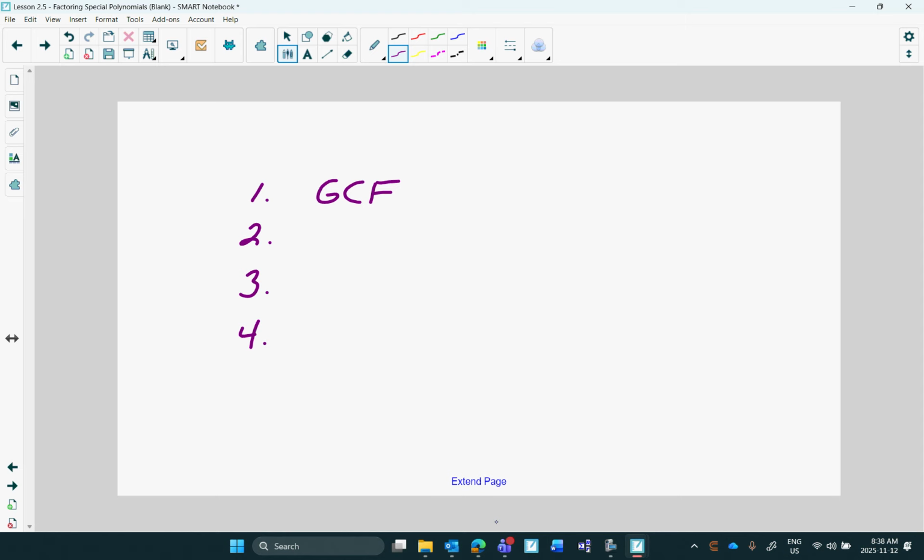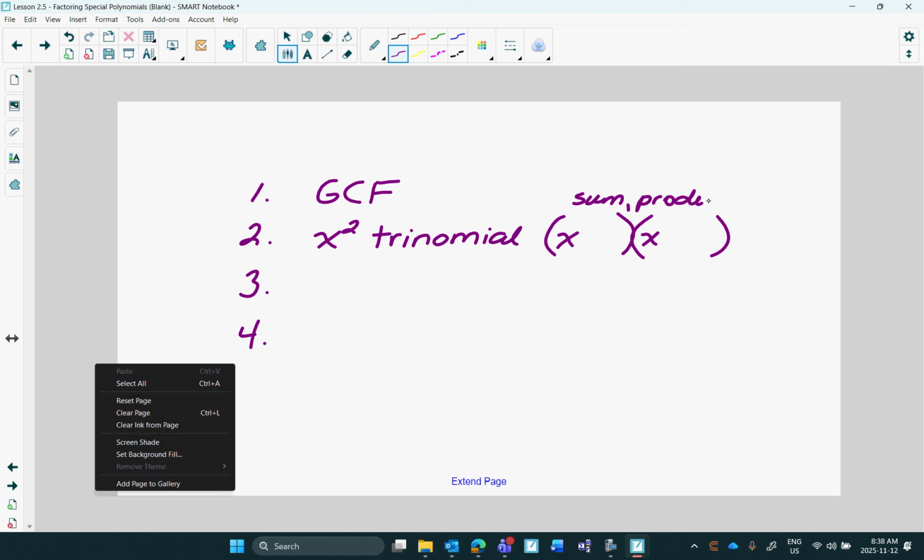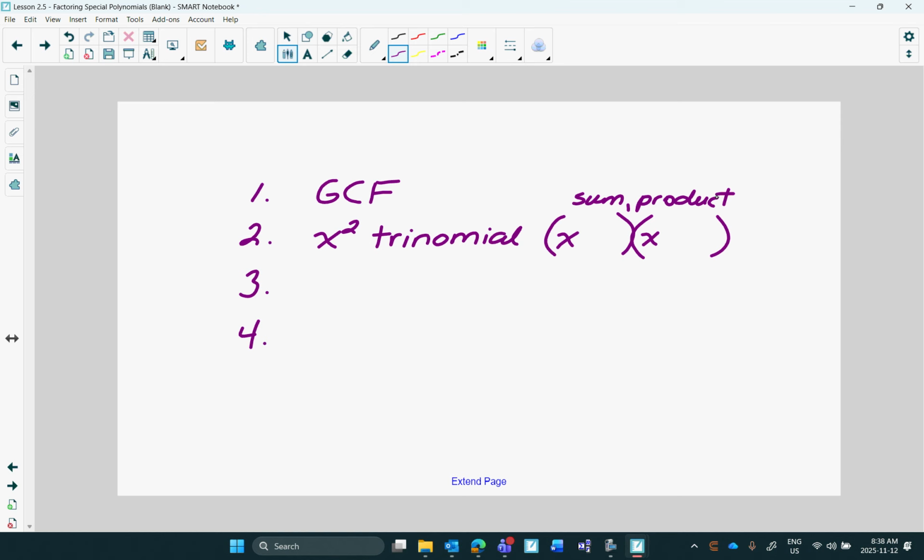Sarah? Was it multiplying the 2 binomials? Yes, but there are a couple of different types of factoring like that. X squared trinomial. That's the one where we go x and x, and then we figure out 2 numbers that have a sum and product of the middle and last numbers in the original.